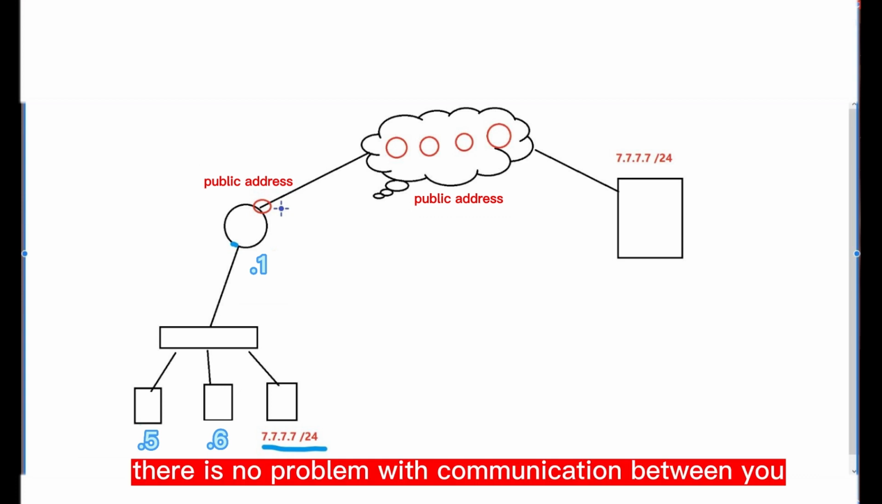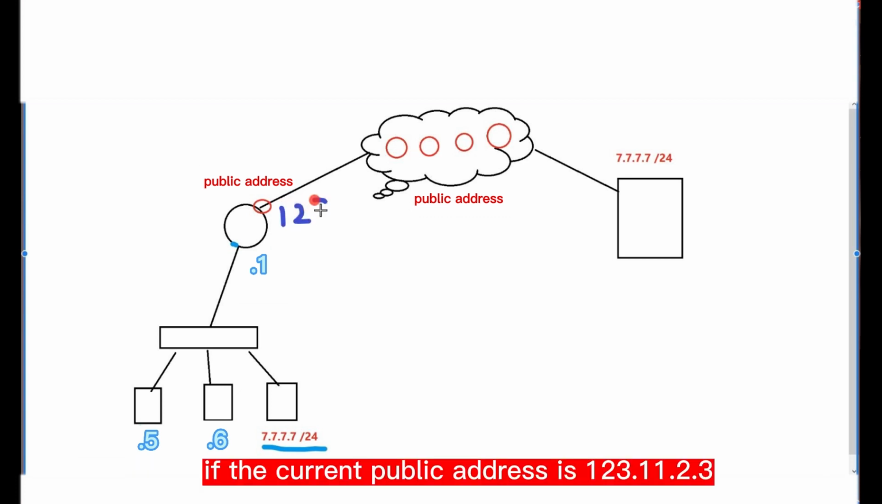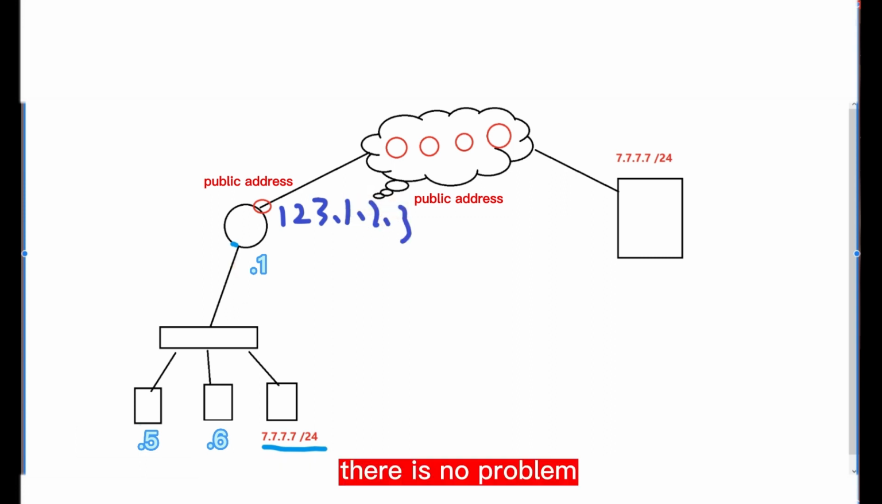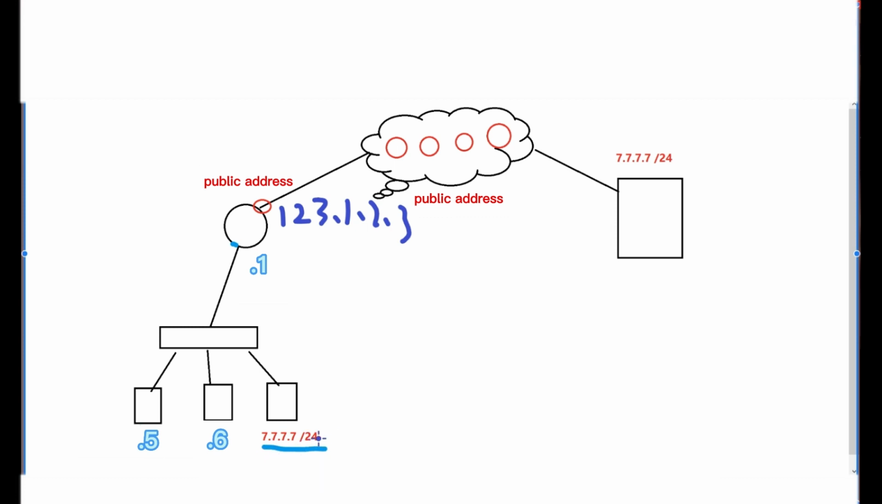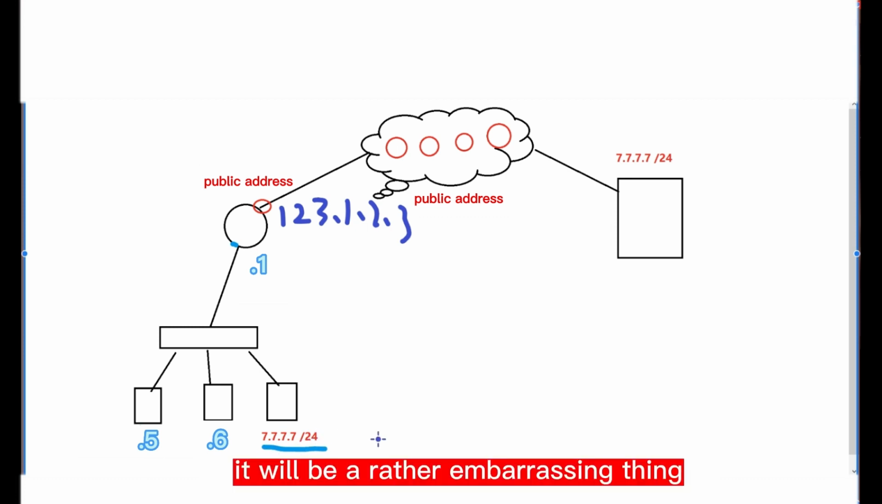7.7.7.1. There is no problem with communication between you. If the current public address is 123.11.2.3, there is no problem. After you have allocated this address now, it will be a rather embarrassing thing.